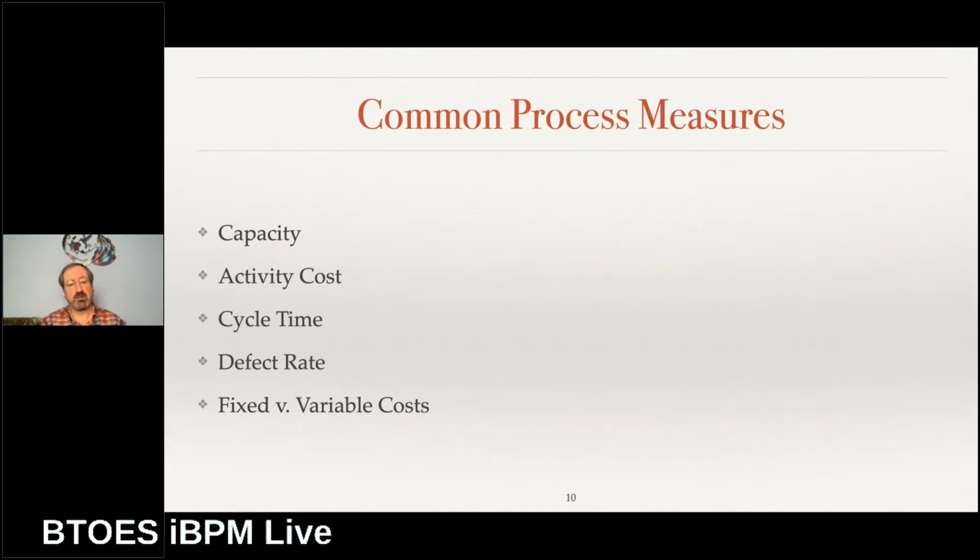So here are your 5 common measures. All processes have a capacity. They have an activity cost, or more than one activity cost typically. They have a cycle time, they have a defect rate, and then they have a fixed variable cost mix, or what I call a cost structure. So when you hear cost structure or cost mix, this is typically what we're talking about, the ratio of fixed to variable costs. Now we can measure these for every process, no matter what it is.